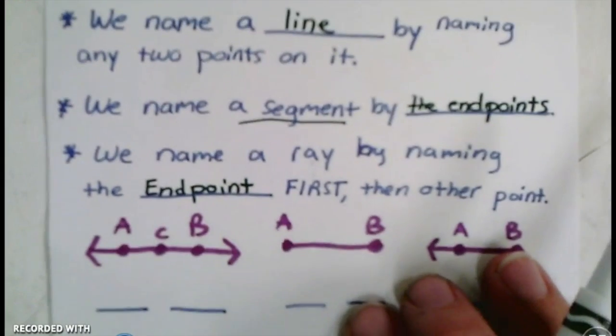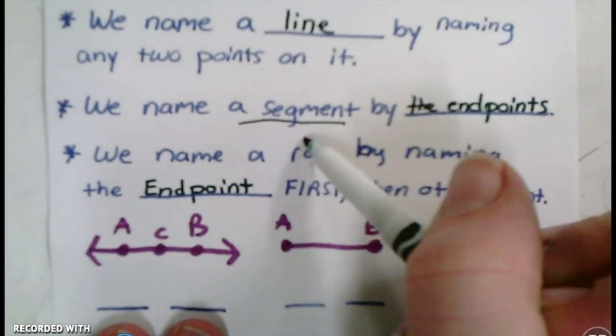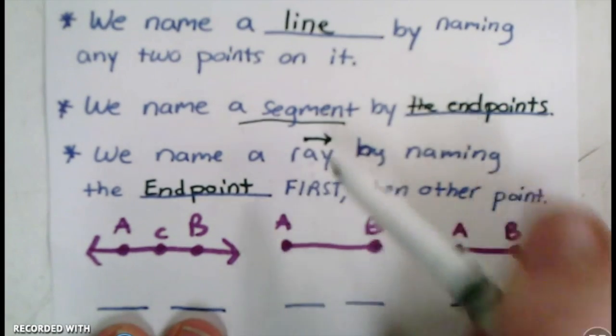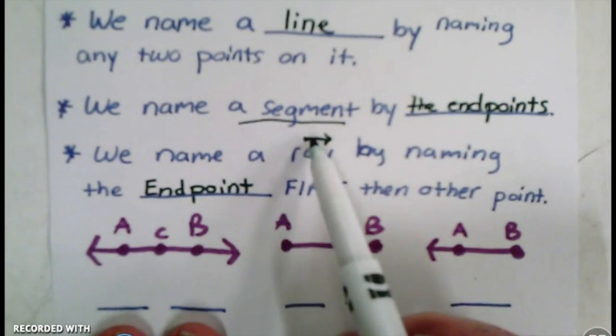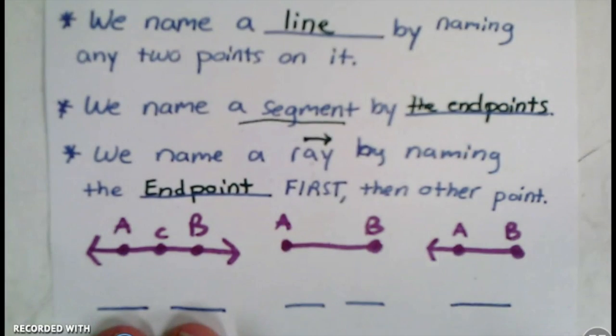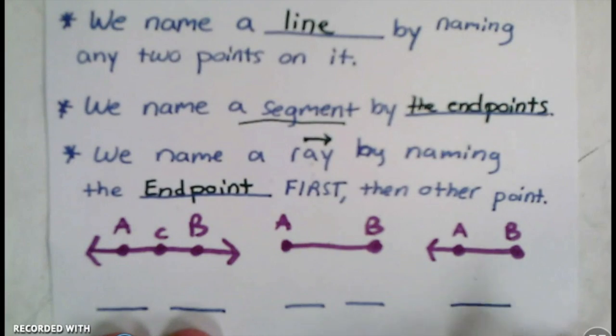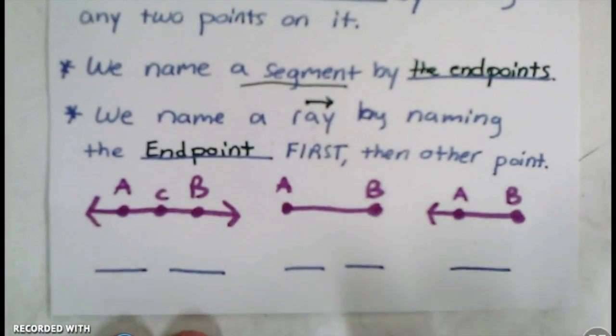And we name a ray by the end point. Remember, a ray has a starting point and then goes on forever. So you pick the starting point right here, and then you name the other point that would be by the arrow. So let's look at an example.